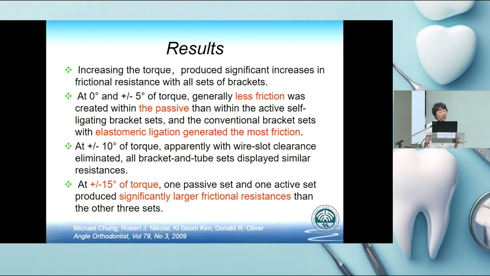But with 10-degree torque, apparently with wire slot clearance eliminated, all bracket and tube sets displayed similar resistance. And with the 15-degree torque, one passive set and one active set produced significantly larger frictional resistance than the other three sets. What does that mean?